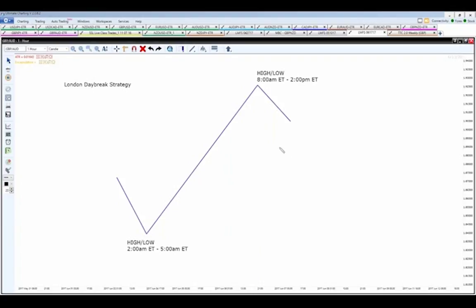Now what we found is that each one of these 6 currency pairs, the reason we're using these 6 currency pairs, is that we found they have what's called an average daily trading range.